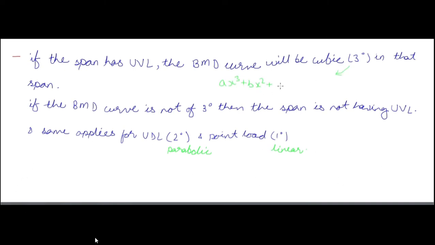An example of cubic is ax cube plus bx square plus cx plus d. This is a cubic equation because the degree is 3, x cube.